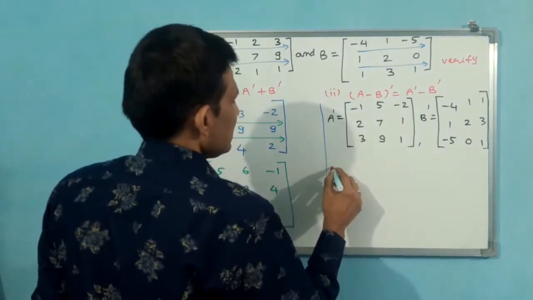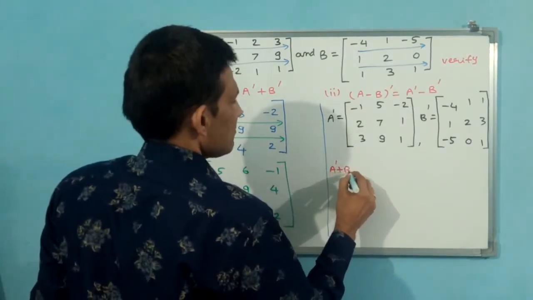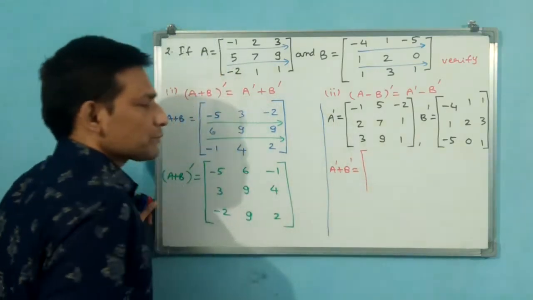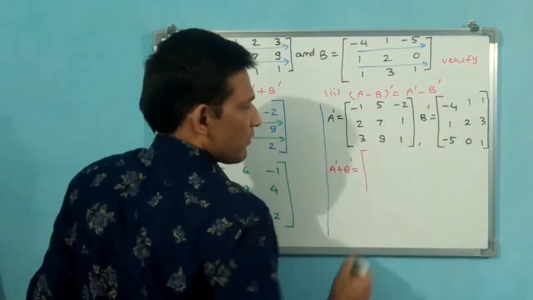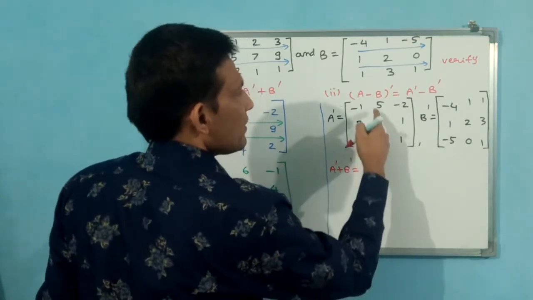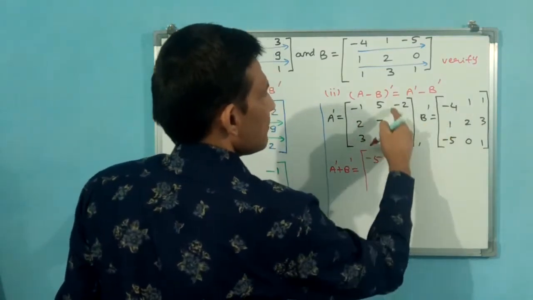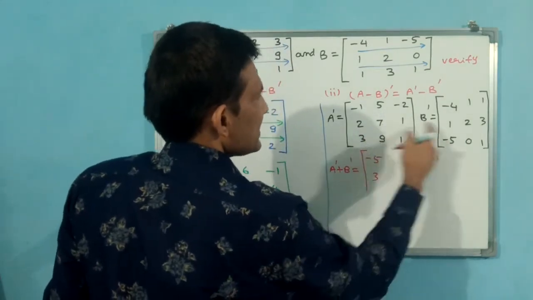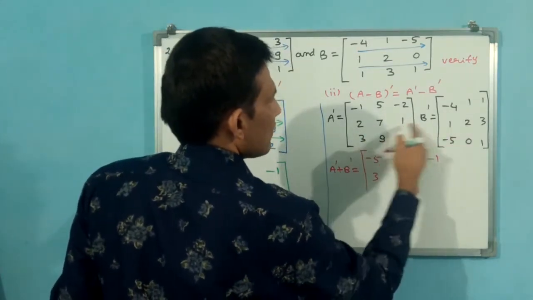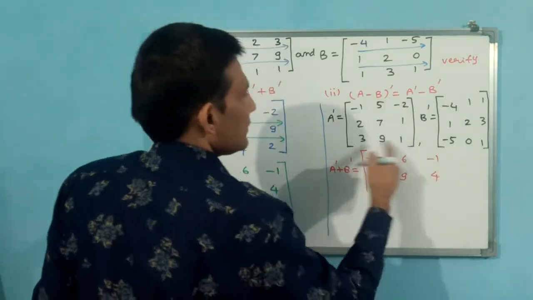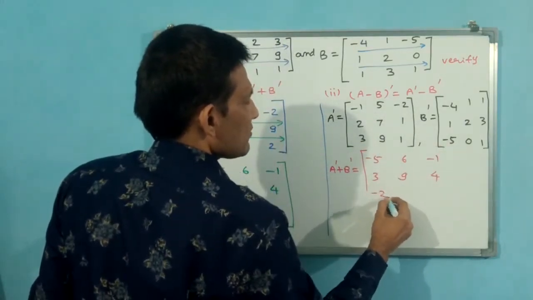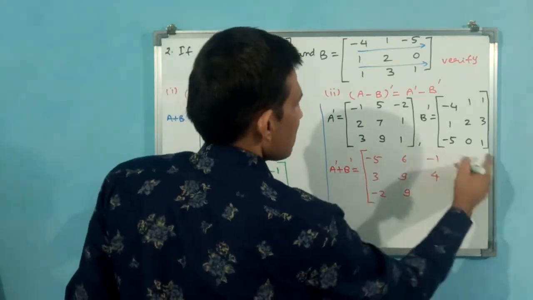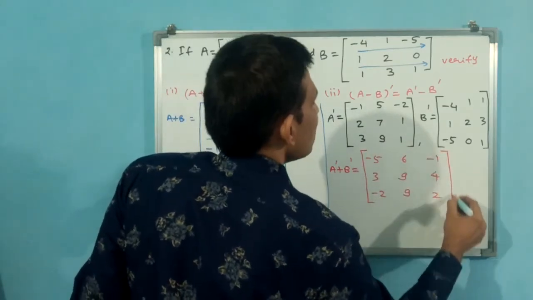Okay, let us add. A transpose plus B transpose is equal to. Okay. -1 plus 4, -5. 5 plus 1, 6. -2 plus 1, -1. 2 plus 1, 3. 7 plus 2, 9. 1 plus 3, 4. 3 minus 5, -2. 9 plus 0, 9. 1 plus 1, 2. Okay, now we close it.